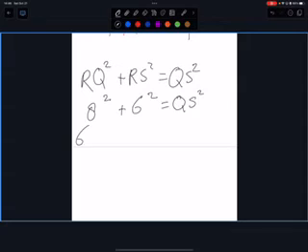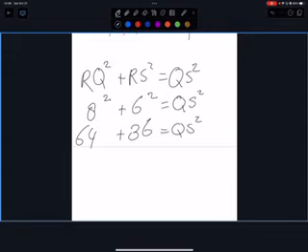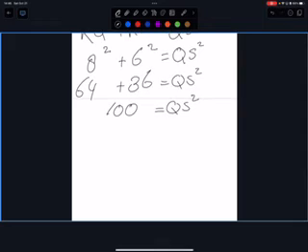So 6 squared is? 36. Correct. Equals QS squared. You add 64 with 36 equals? 100. Correct. Equals QS squared. All right. I would like to have QS, not QS squared.